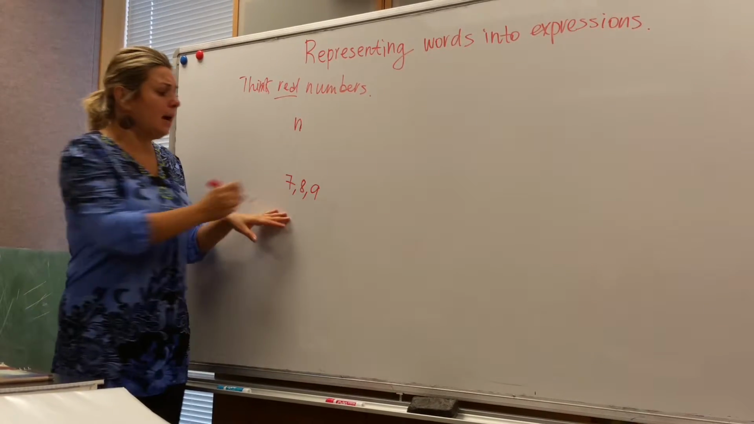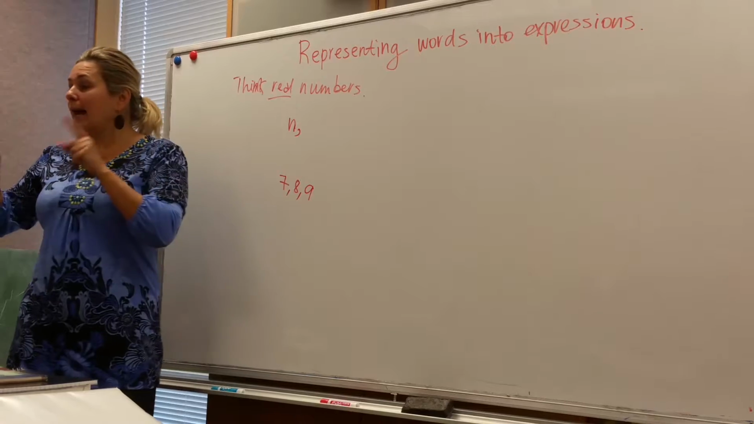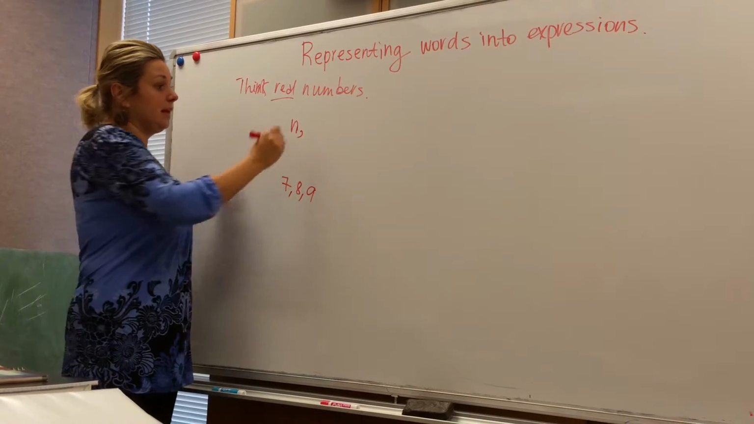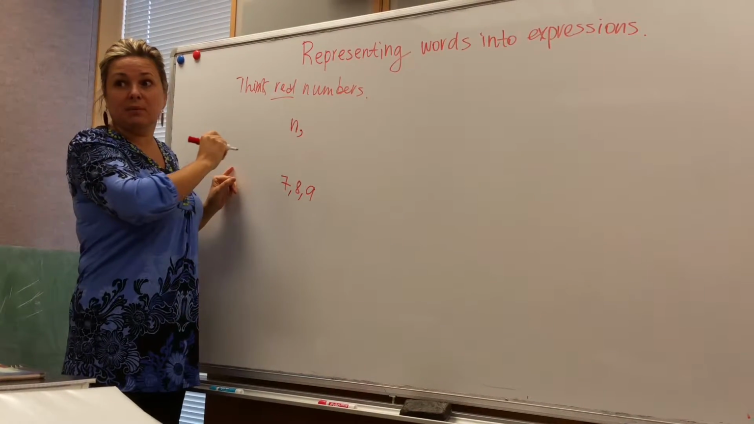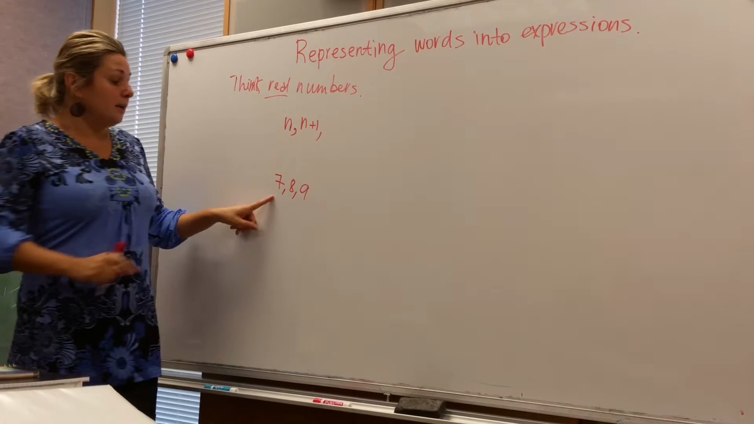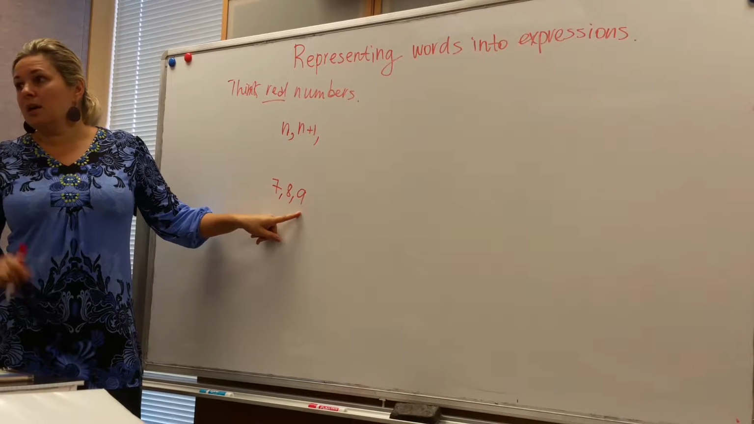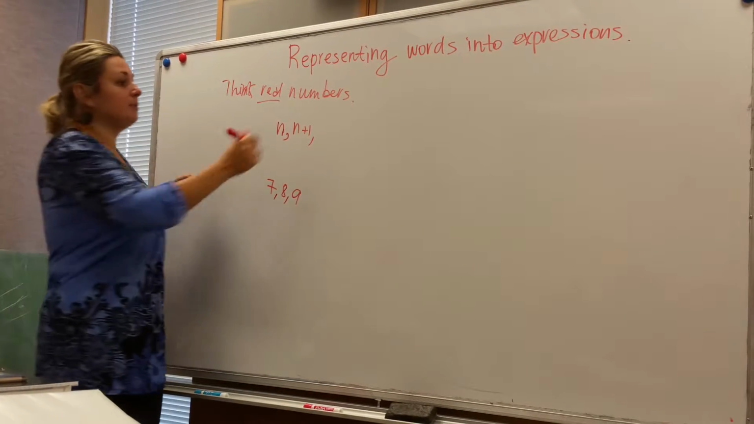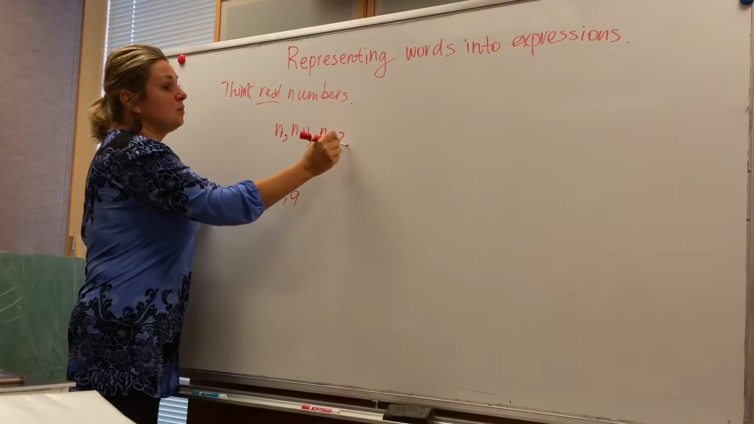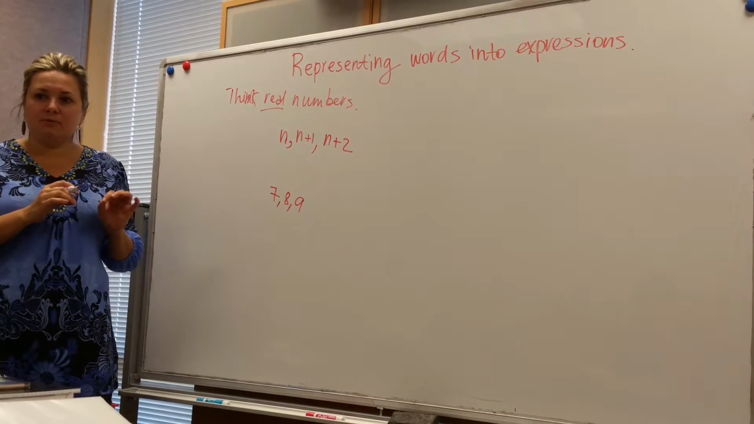Good. How did you get from 7 to 8? You added a 1. If that was an n, your next consecutive number is n plus 1. Great. How did you get from 7 to 9? I added a 2, right? So it will be n plus 2. Does it make sense? Yes. That's just regular consecutive numbers.